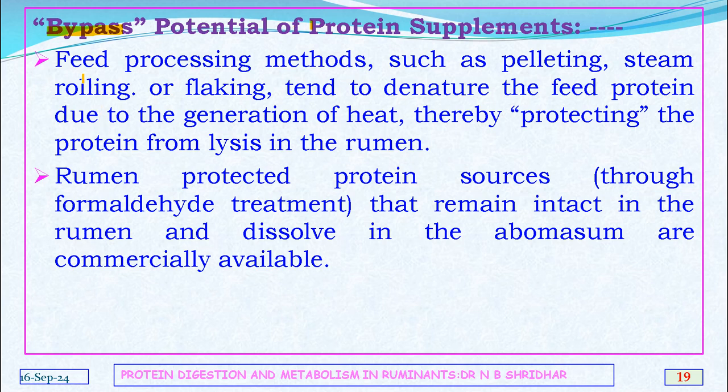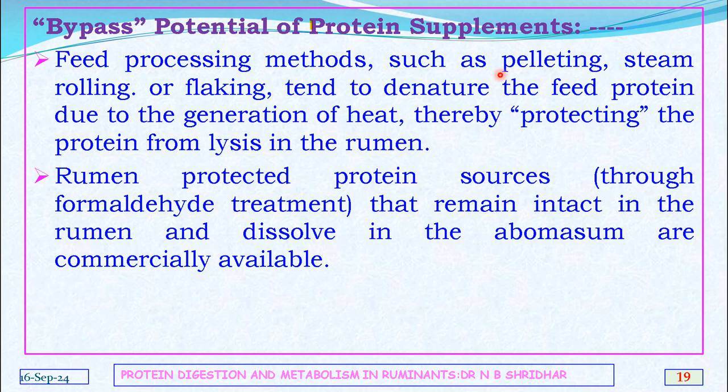There are a variety of feed processing methods, such as pelleting, steam rolling or flaking, which tend to denature the feed protein due to the generation of heat. Thereby they protect the protein from lysis in the rumen. Sometimes the proteins are lysed in the rumen, and especially with pelleting, many times cattle feed is made as a pellet.